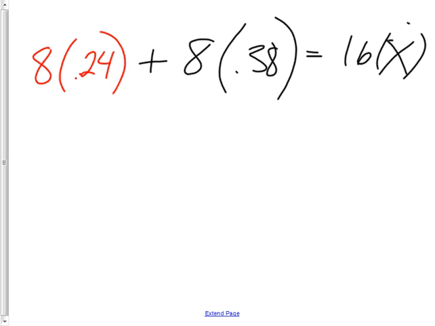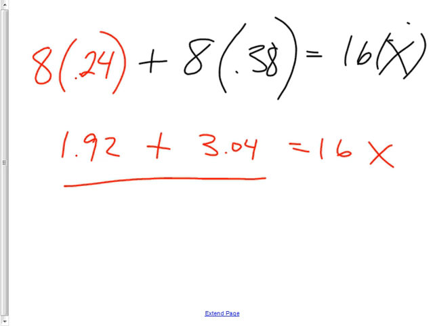Okay. Somebody help me out with what's 8 times 0.24? 1.92. Plus, what is 8 times 0.38? 3.04. Thank you. And that equals 16x. And then I actually add them, and then I divide by 16, and I'll have my number.